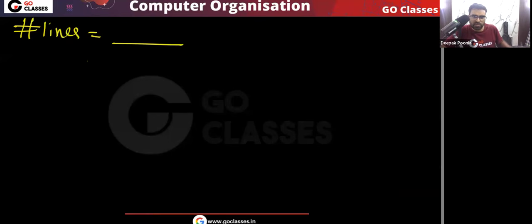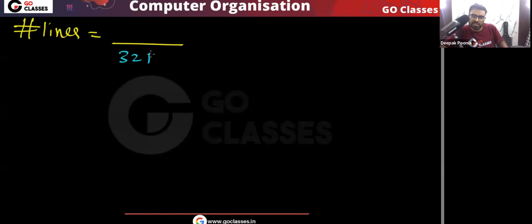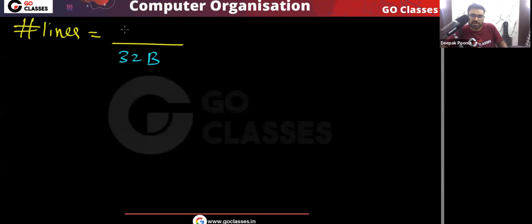Number of lines is equal to cache memory size divided by line size. Line size is equal to block size. You can see block size is 32 bytes, so 32 bytes is the block size, or line size. And the cache memory size is 16 KB. So the number of lines will be equal to 2 power 9. So you can see 2 power 9 lines are there in the cache memory.